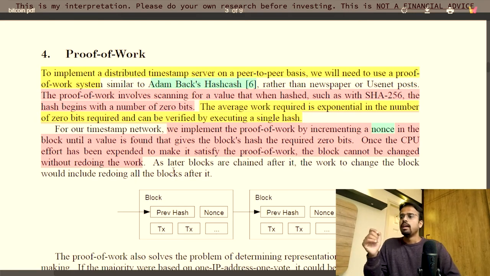So once the CPU effort has been expended, meaning used, to find the hash, in order to again change the block, we'll need to find a new hash associated with the changed block. And that again requires a lot of computational power.